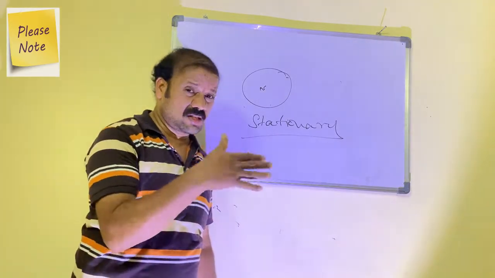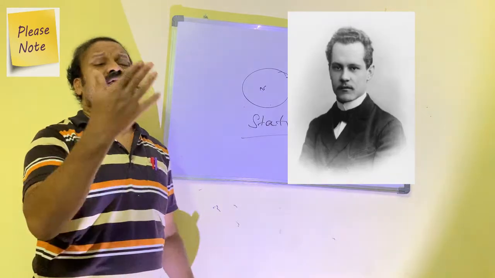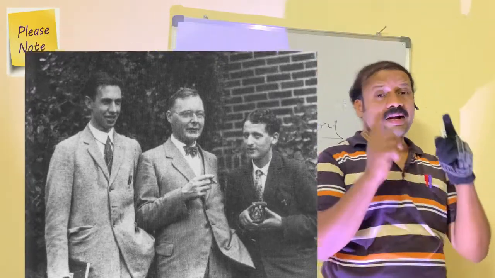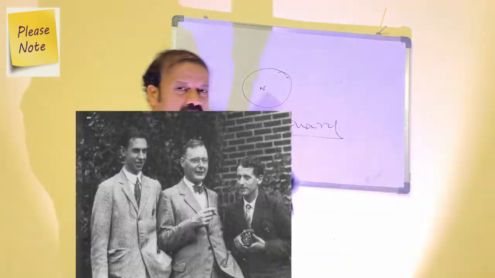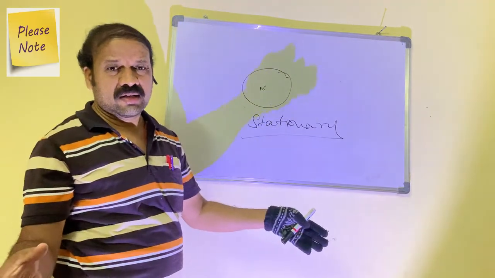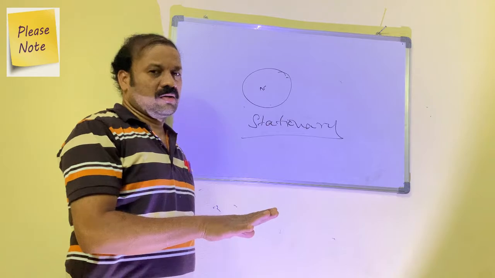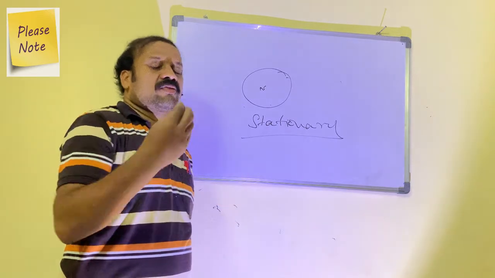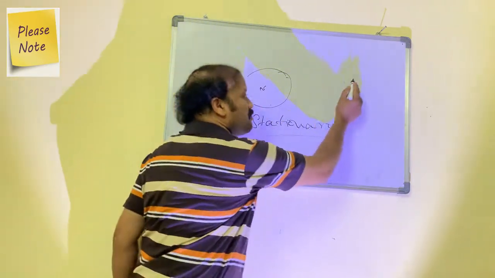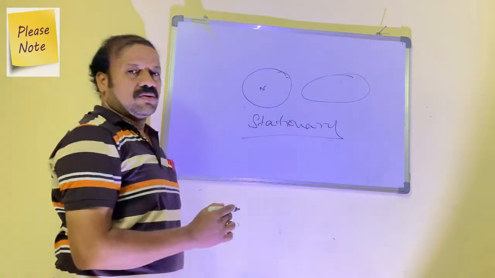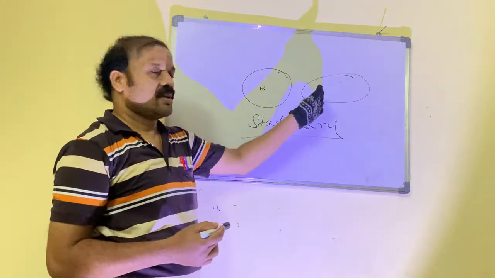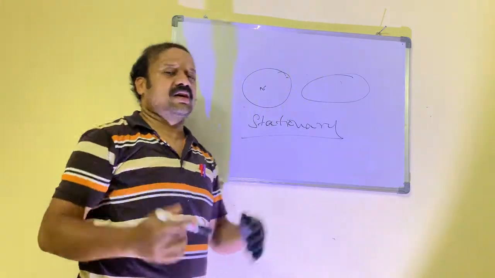Azimuthal quantum number discovered by Sommerfeld. Magnetic quantum number discovered by Landé. Spin quantum number discovered by Uhlenbeck and Goudsmit. Two scientists are there. So the first one, principal quantum number discovered by Niels Bohr, and after that Sommerfeld also explained electrons are revolving not in a particular circle but in an elliptical shape like this. Who said this? Sommerfeld explained about this.